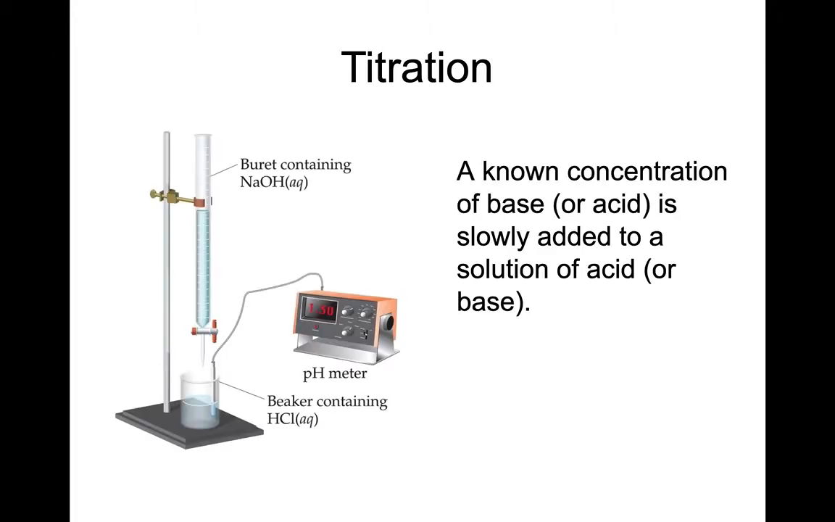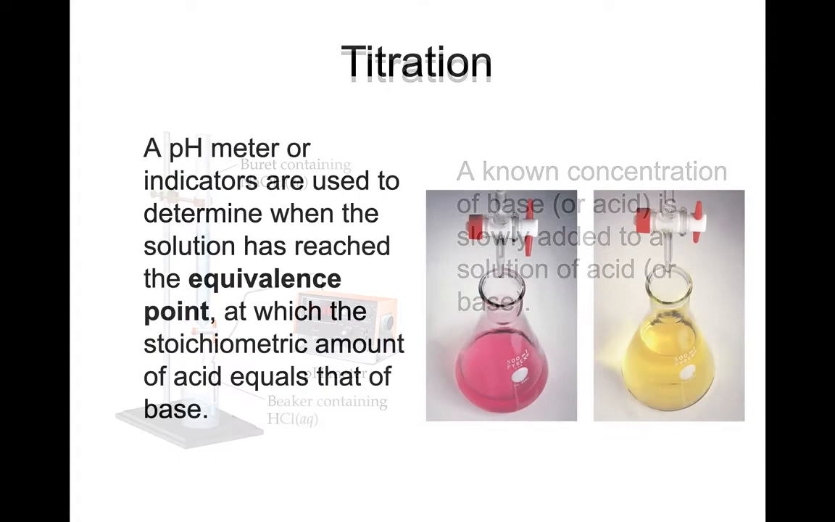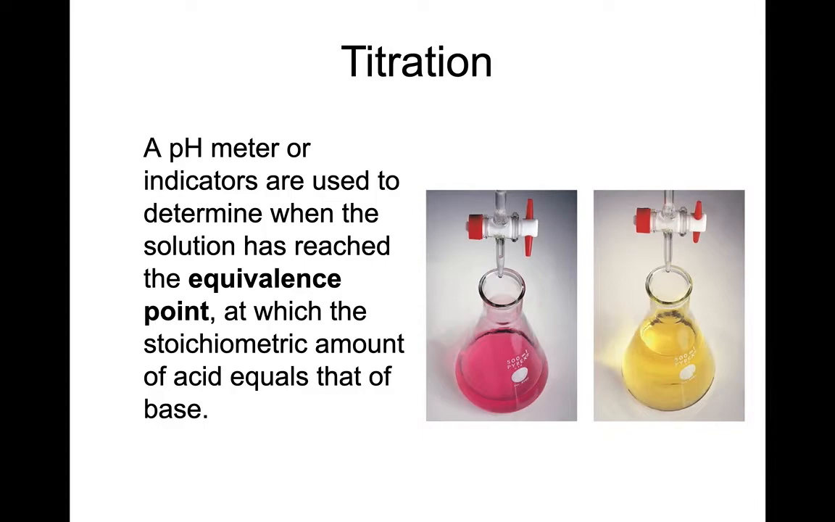Alright, the other topic we discussed in the last lesson was titration. We've got a bit more information here, looking at titrations from a graphical perspective. To remind you, in a titration, a known concentration of a base or acid is slowly added to a solution of unknown concentration. Then a pH meter or an indicator is used to determine when the solution has reached the equivalence point, at which point the stoichiometric amount of acid equals that of the base. So our indicator will change colors when we've reached that equivalency.